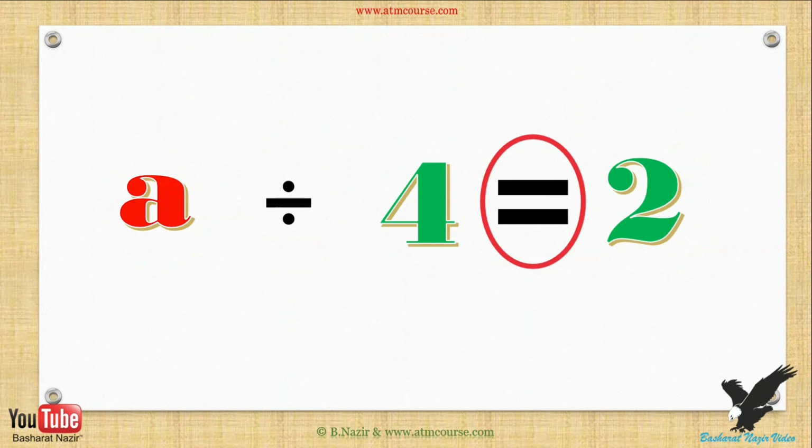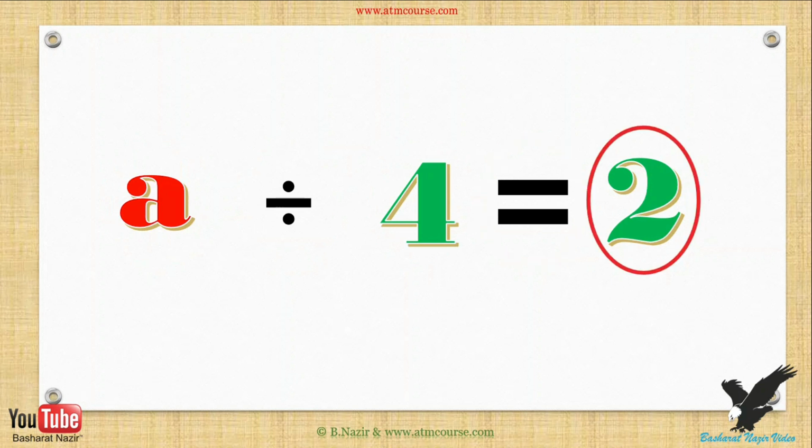Next, we have the equal sign, which tells us that both sides of the equation are in balance, meaning they are equal in value. And finally, on the right side of the equal sign, we have a number. The left side result must work out to this value to make the equation balance. Next, we will see how easily you can solve this style of equation.